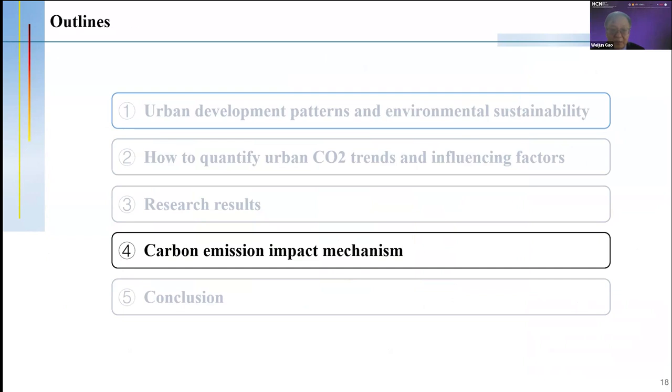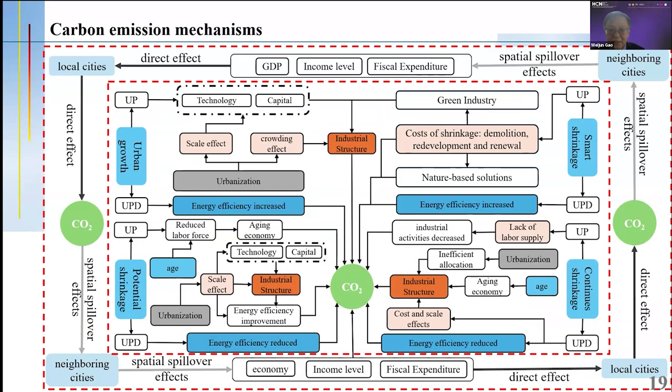And the last one is about the carbon emission impact mechanism. We summarize the mechanism of influence on urban carbon emission in China and Japan. Carbon emission in different urban development patterns is influenced by many factors, and the different impacts of urban population size and density are transmitted to industrial structure, technology level, and energy efficiency, which affects the scale of the carbon emission in the city. In this process, aging and urbanization have a threshold effect.